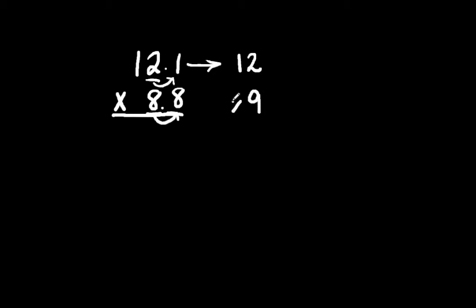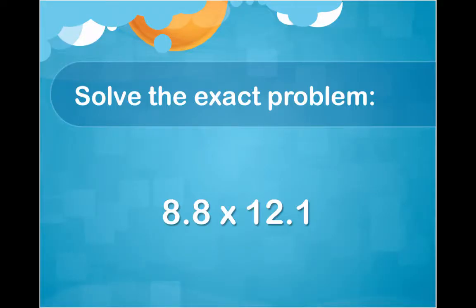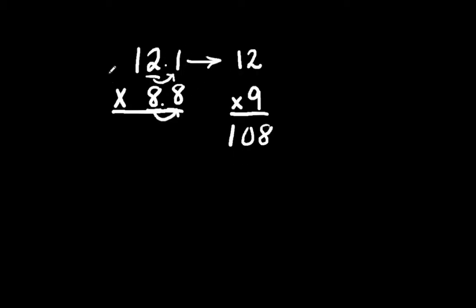So our estimated problem, once we rounded each number to the nearest whole number, is 12 times 9. And 12 times 9 is 108. That tells us that when we do the exact problem of 12.1 times 8.8, our number is going to be somewhere close to 108. Now we're going to solve the same problem, but we're going to solve it the exact way. So we're actually going to do 8 8/10 times 12 1/10 without rounding. So we'll look back at our original problem.